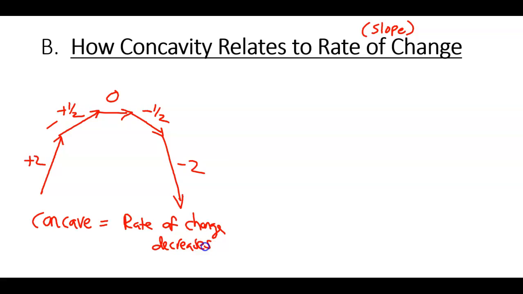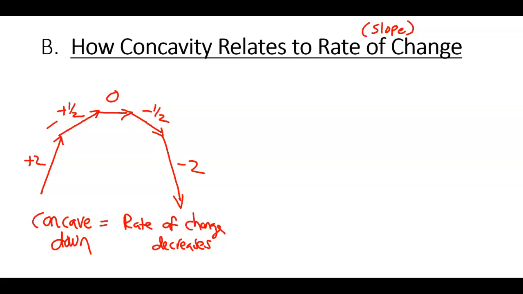So if you ever have a function where the slopes, or the rates of change, are decreasing, then that's going to create a curvature that looks like a concave down graph. I forgot to write the word down, so make sure you do that. Concave down means that the rate of change is decreasing. And so the flip of that is true, right? If your rate of change is increasing, what do you think that's going to do? That'll be concave up. I'll still show you a picture.